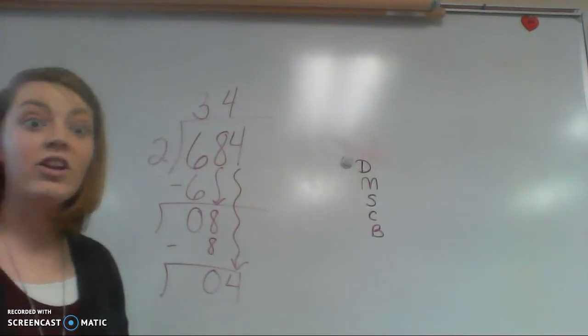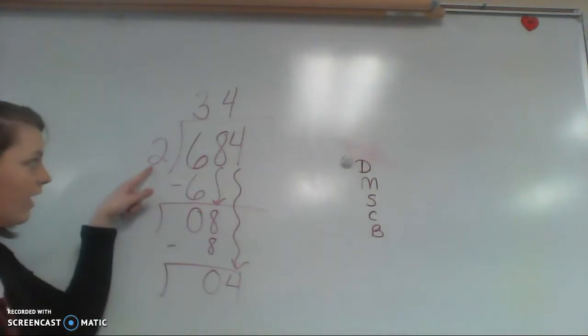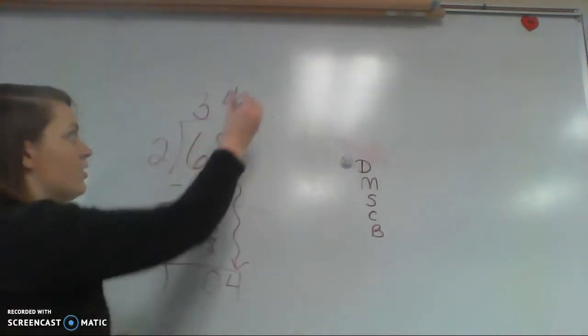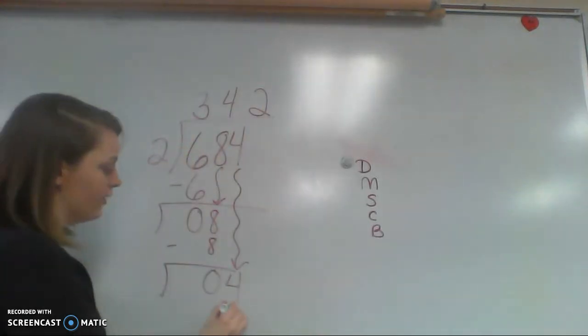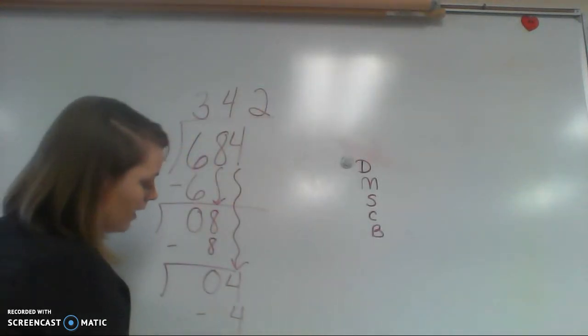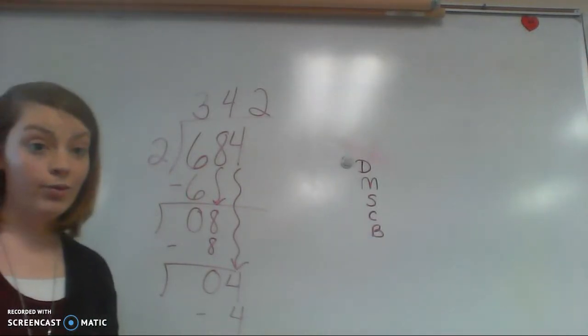This is why it's called long division. It's a little long to do. 4 divided by 2 is 2. Go down the mountain multiplying. 2 times 2 is 4. And subtract. And in this case, I have no remainder.